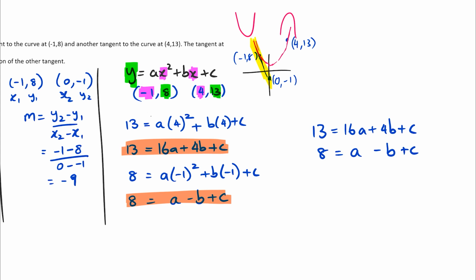Now I can see straight away that I can get rid of the c, because all I have to do is put a minus between those two things and eliminate the c's out. So I've got 13 minus 8, which is equal to 5. 16a minus a is equal to 15a. 4b minus b is the same thing as saying 5b. And c minus c is 0.